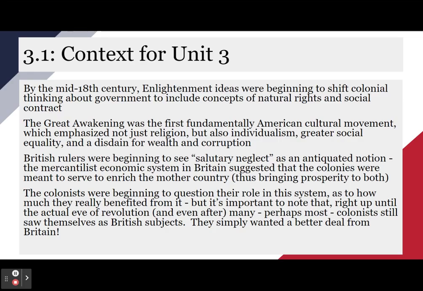And Britain did see this as a system that benefited both. I mean, if the mother country is benefited, then certainly the colonies would benefit too. But the colonies are really beginning to question their role in that system. How much are they really benefiting from this?